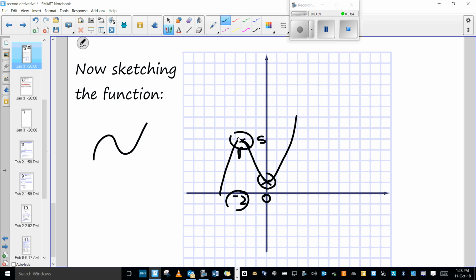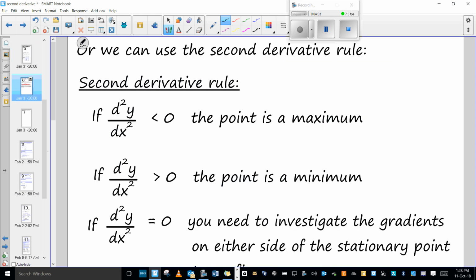Alright, so that's looking at gradients. Our other option, as I said, is looking at the second derivative test. The second derivative rule is that if your second derivative is less than 0, in other words, if it's a negative value, then the point is going to be a maximum one.